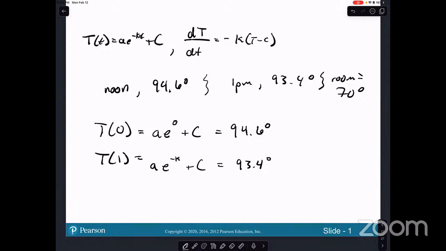94.6 minus 93.4 over, well, that would be 0 minus 1. It's going to be a negative result there, which I guess is what it's going to have to be. But then that's going to be equal to a negative, we don't know K, rate of change, T minus C. We have C. We're missing something there. Hang on. Let me see. We could get these both in terms of C.